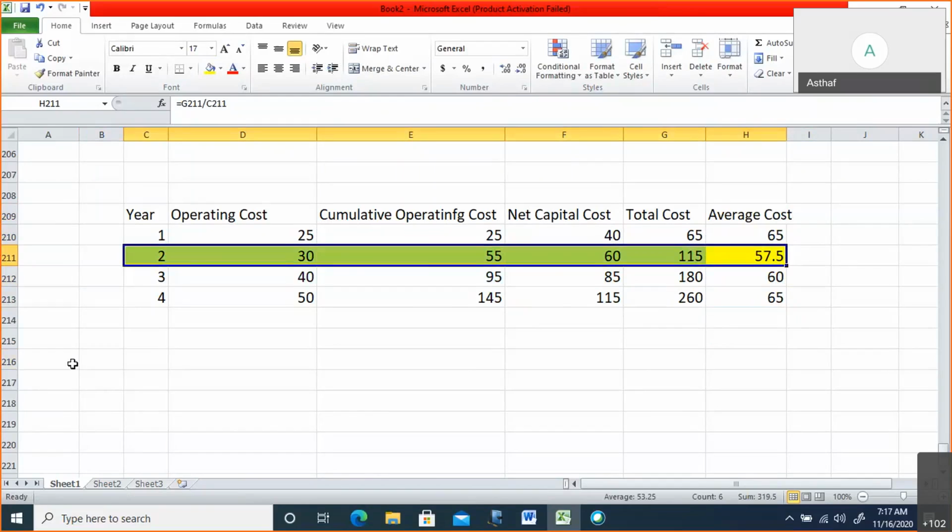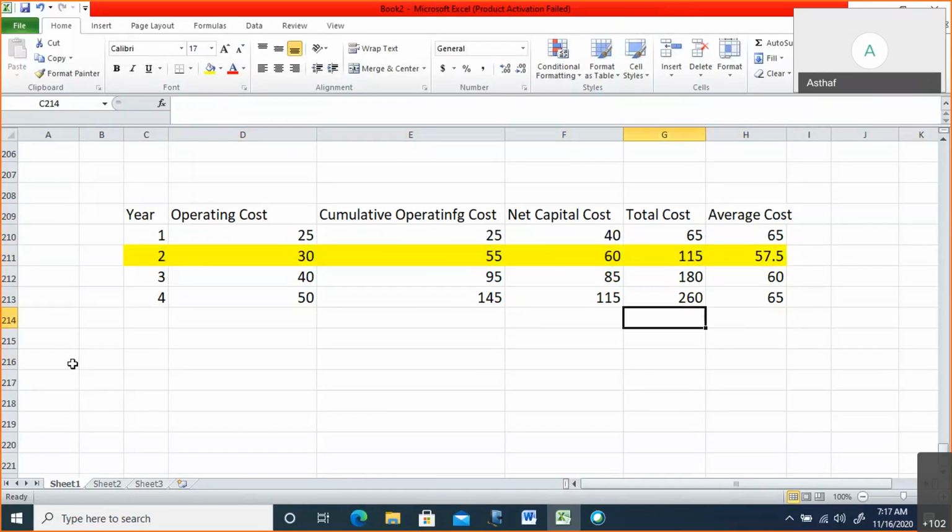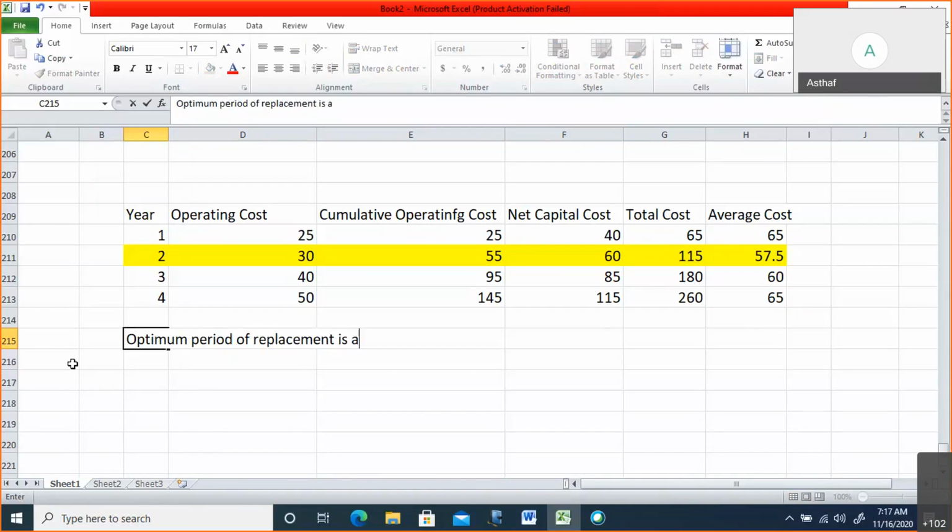So we have to practice. You have to give the comment. The choice you have to pick is what? The optimum period of replacement is at the end of the second year. So step by step we will go for advanced problems. Complete fast. We will go for advanced problems.